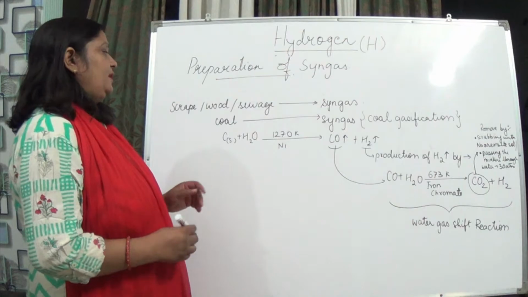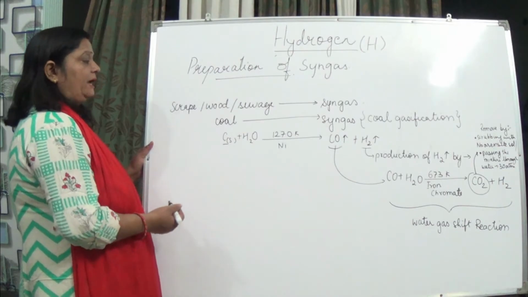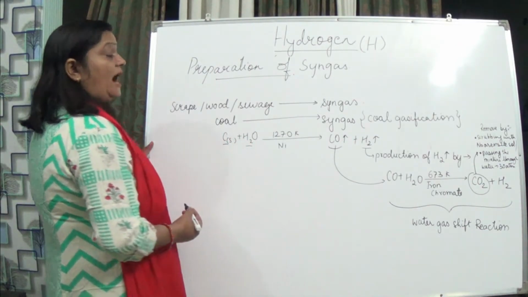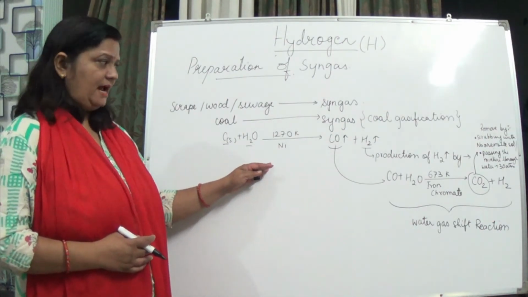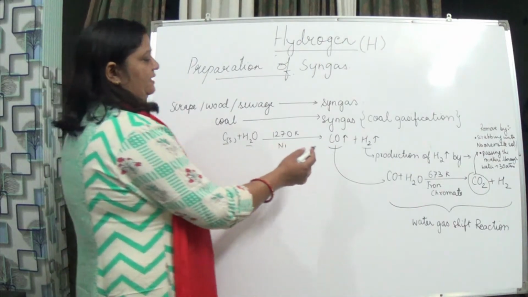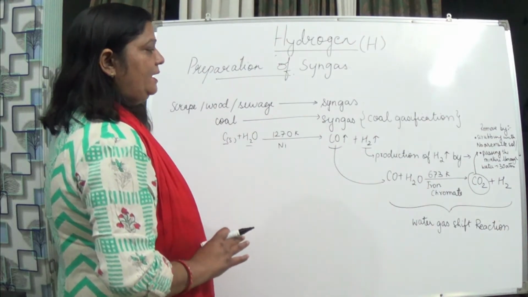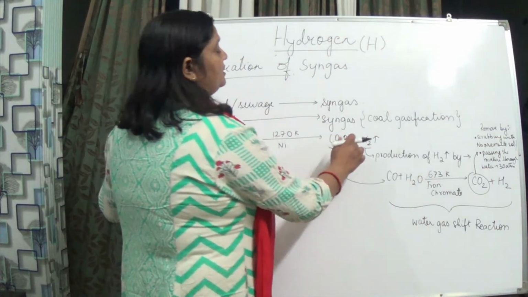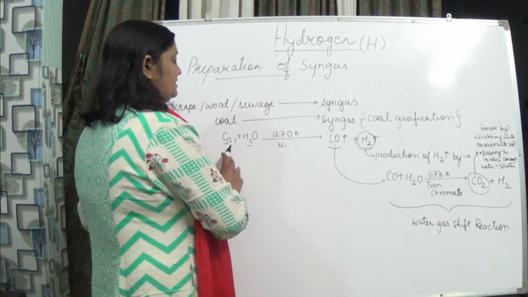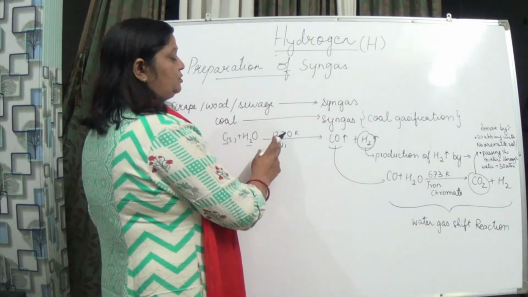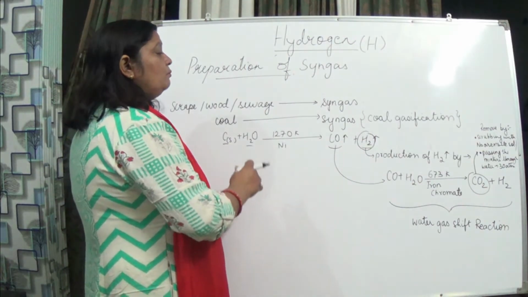Now here, let us study what actually happens. See, carbon, coal, coke, anything, with water at a high temperature as high as 1270 Kelvin, taking nickel as the catalyst, we are getting carbon monoxide and hydrogen. So we have got the water gas over here. Now this hydrogen which you are seeing over here has been produced when coal has reacted with water at a temperature of 1270 Kelvin in the presence of the catalyst nickel. Now we want more hydrogen.